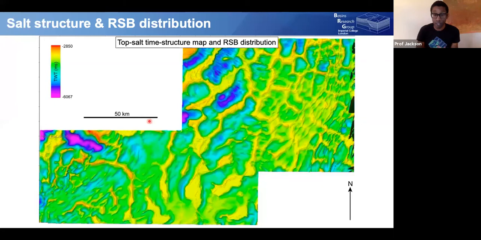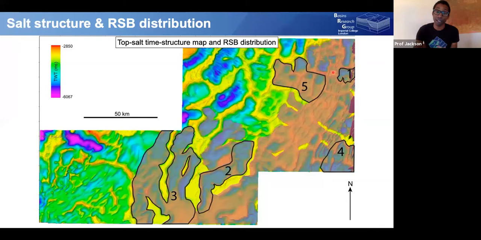And now I've animated on here the Ramp-Syncline basins. So there's actually a couple more than this, but there's five main ones in here. And I'm going to show you images from three of these now. So you can see some of them are by this big 2P high, 1 and 4. Ramp-Syncline basin number 5 is just up dip of 2P, and 2 and 3 are also up dip of the Sugarloaf high in here. So let's start with Ramp-Syncline Basin 1.